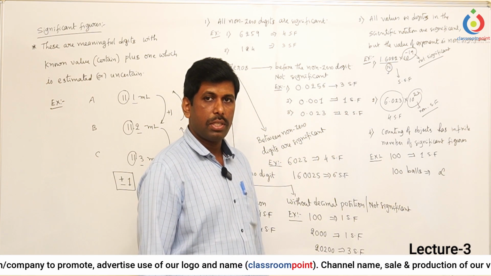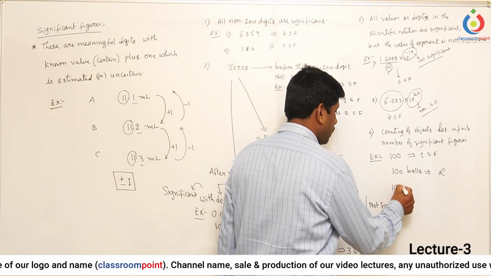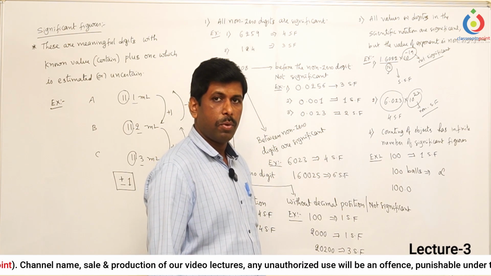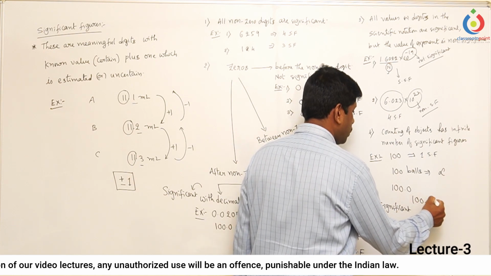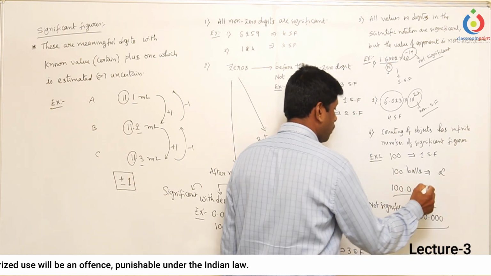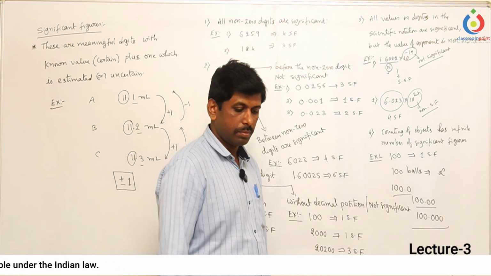Why infinite number of significant figures? Because exact values can be written with infinite number of decimal positions. So 100 can be written as 100.0 or else 100.00, 100.000. So any number you can write down. These are all having the infinite number of significant figures.